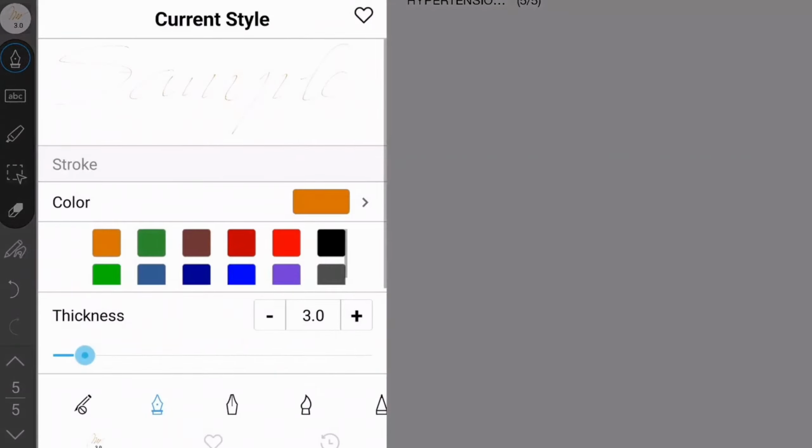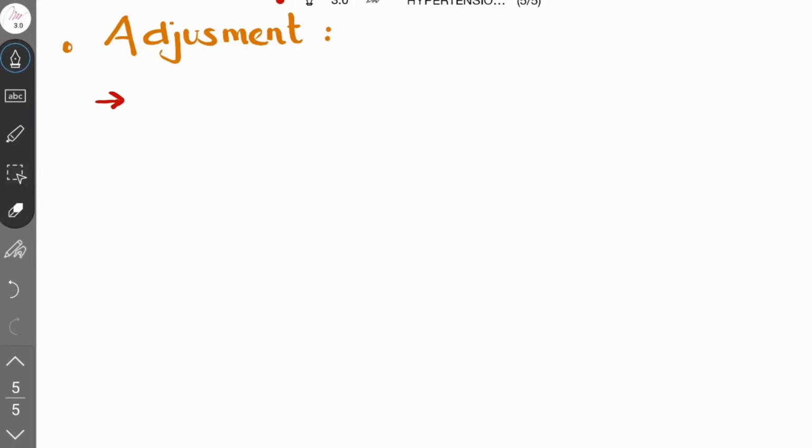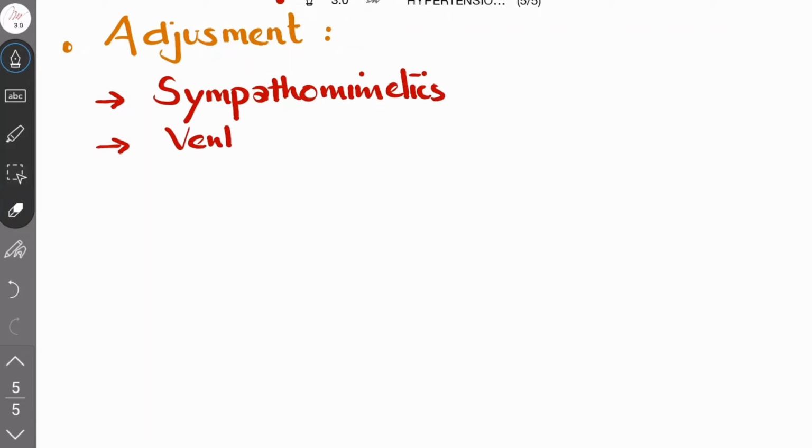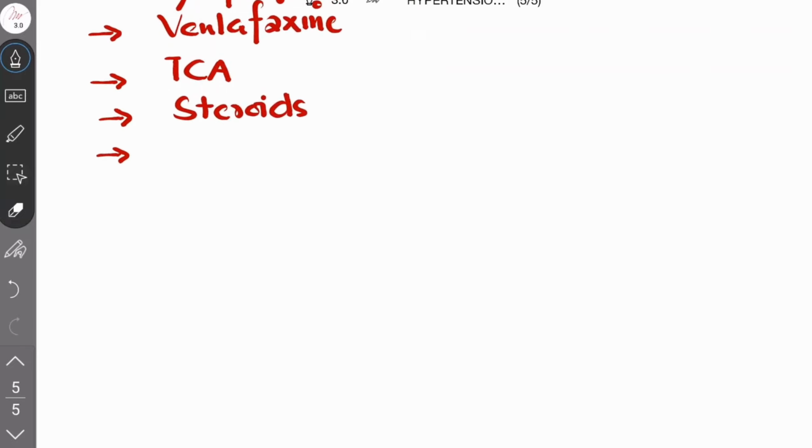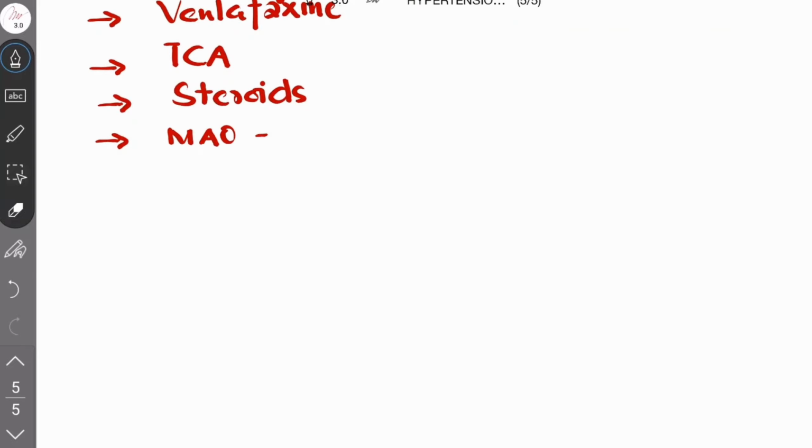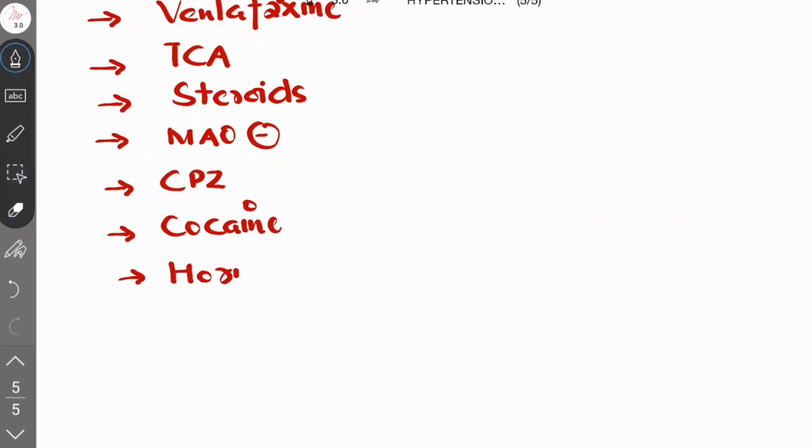So considering adjustment, we should keep in mind some important BP raising agents, especially drugs. You think about the sympathomimetic drugs, amphetamines. Then you think about venlafaxine, that is an SNRI. Then you think about tricyclic antidepressants, TCA. You think about steroids. You think about MAO inhibitors. You think about chlorpromazine, an antipsychotic. Think about cocaine, especially cocaine withdrawal. Hormones like thyroid hormone.